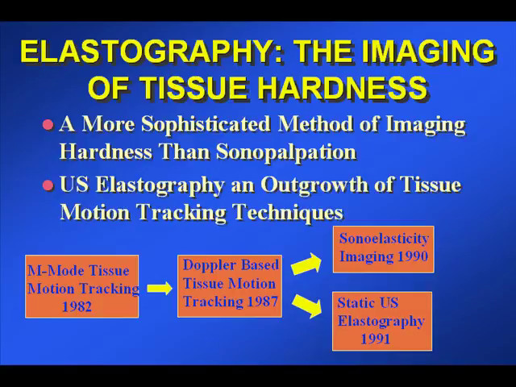These methods all sort of coalesced into two types of elasticity imaging, one called sonoelasticity, which has been primarily developed and promulgated at the University of Rochester, and static ultrasound elastography, which was developed in 1990-1991 by Jonathan Ophir and his associates at the University of Texas.